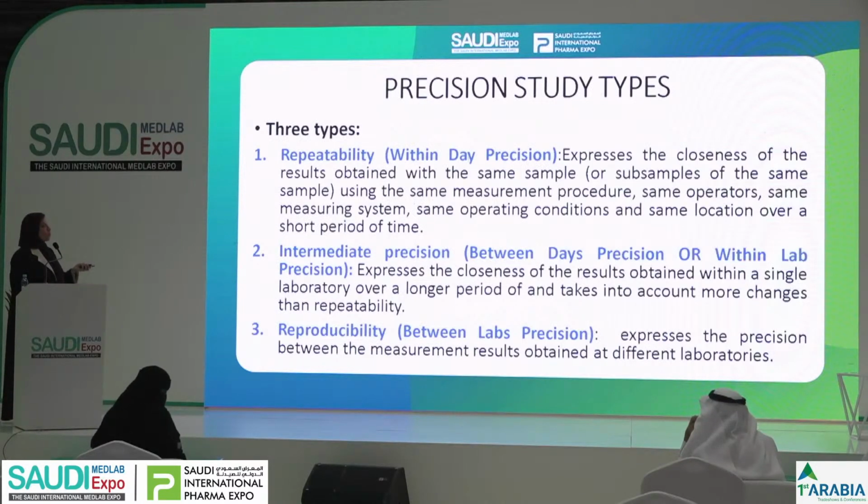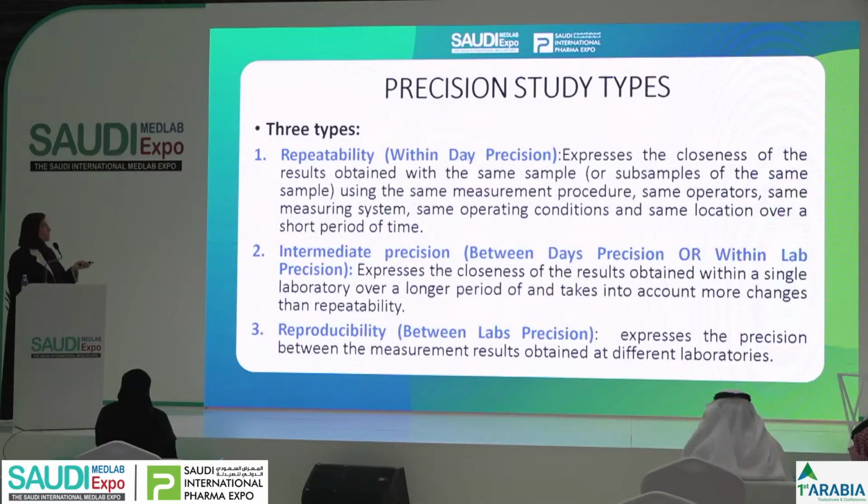Intermediate precision is between-days precision, or some people call it within-lab precision: in one lab but between days. This is the closeness of the results obtained within a single lab over a longer period of time. The first takes a short time, maybe 1 day. This is a long period of time, maybe 5 days, 20 days, whatever time you need.